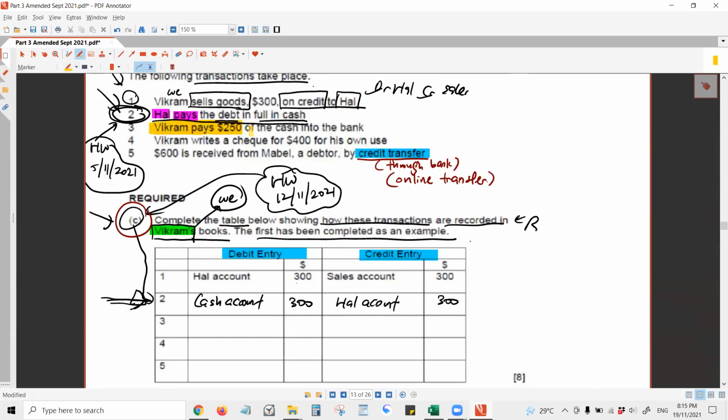Vikram pays $250 of the cash into the bank. When they don't mention whether the cash comes from your personal wallet or from the business, you have to assume that it's from the business. Let me repeat: when they don't mention whether this is personal cash or business cash, you have to assume that it is in the business. That means it is the cash that is in the business. So, business cash getting into a business bank account.